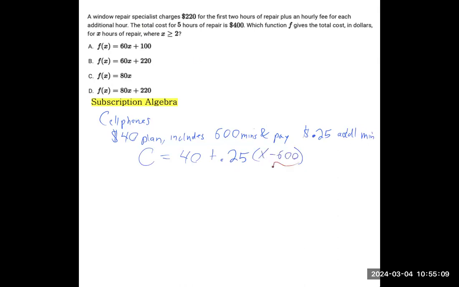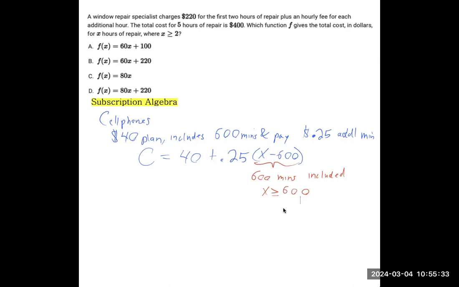So this notation right here means that 600 minutes were included. Now, this equation only works if X is greater than or equal to 600. If I do 590 minutes, that would actually function to take away from the 40, which is not how it works in real life. So this only functions when X is greater than or equal to the number that's included.